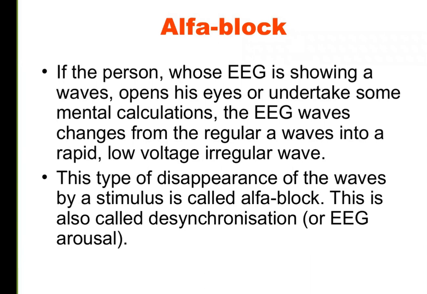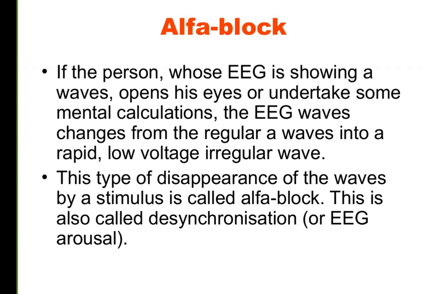Additionally, we may check the quality of brain activity by alpha block, because it's interesting that alpha waves disappear when a person opens his eyes. When a person closes the eyes, alpha waves appear again. This demonstrates the source of alpha waves. Usually these are waves which are localized in our visual analyzer in the occipital lobe of the brain.